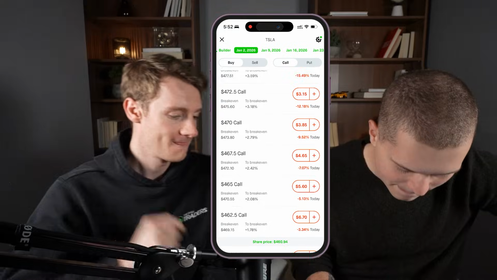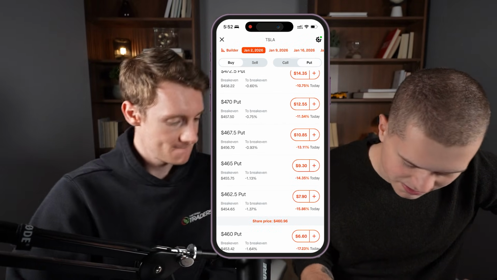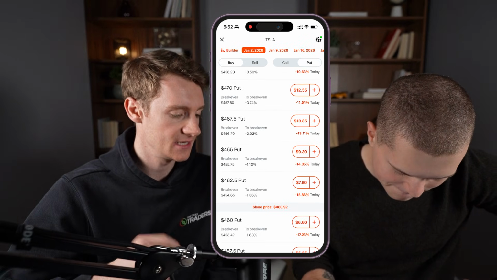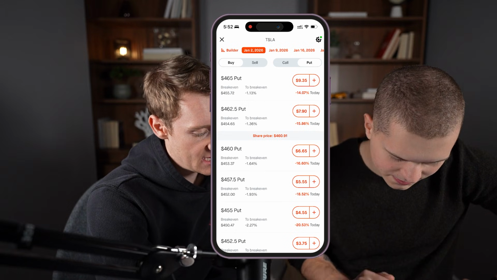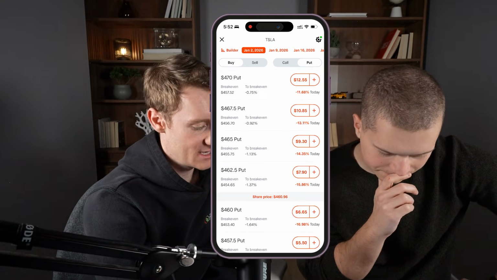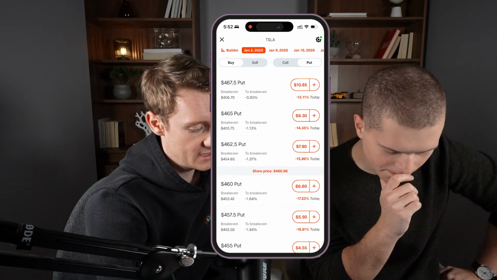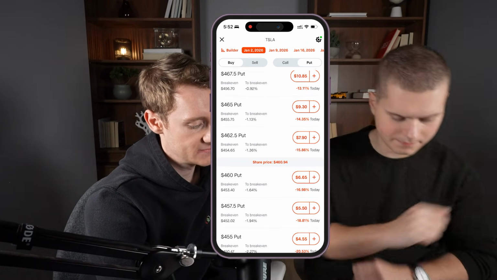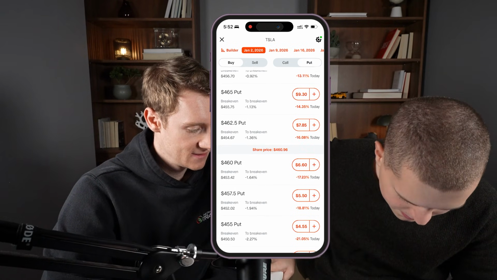Yep. So you'd switch this to buy put. And with puts, it's the opposite. In the money now is going to be anything above, and out of the money is going to be below. So the 465 is in the money for a put. 460 is out of the money.